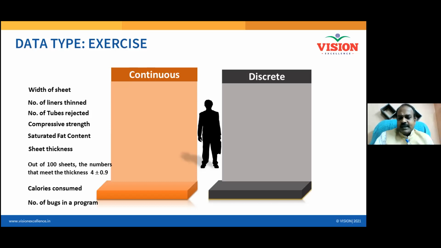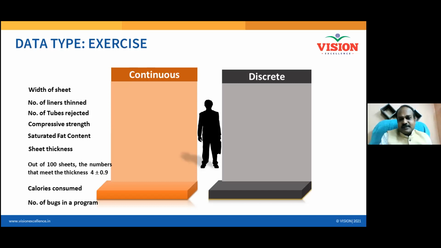But to easily understand, any measurable data is continuous. Any countable data is discrete. Clear? Temperature. Now tell me, temperature, is it a continuous data or discrete data? Continuous. Temperature is measurable, right? And number of parts rejected, is it continuous data or discrete data? Discrete data. That's all. Now you go ahead with the exercise.